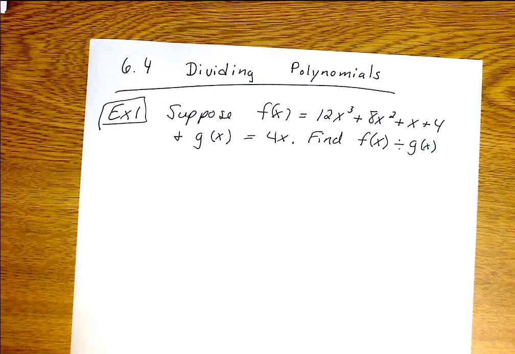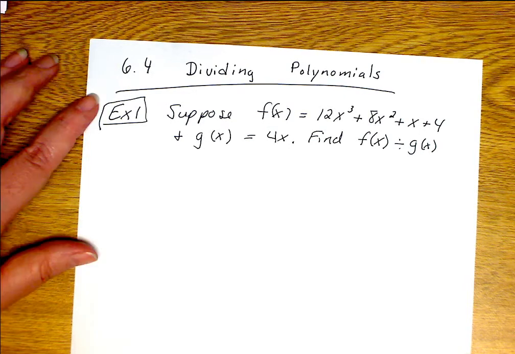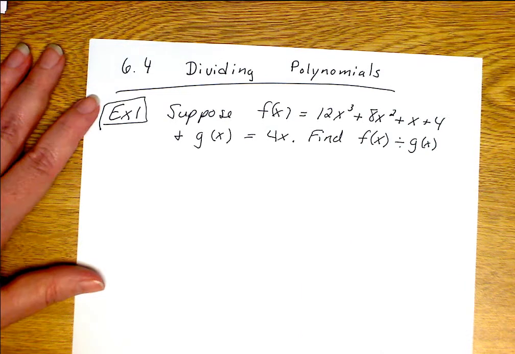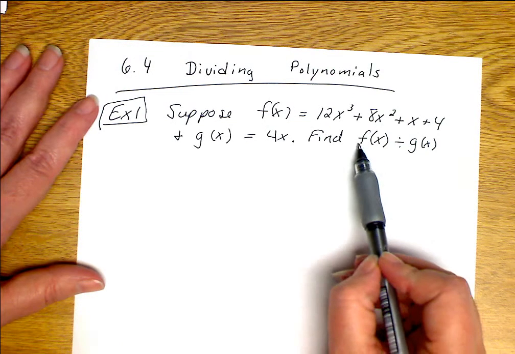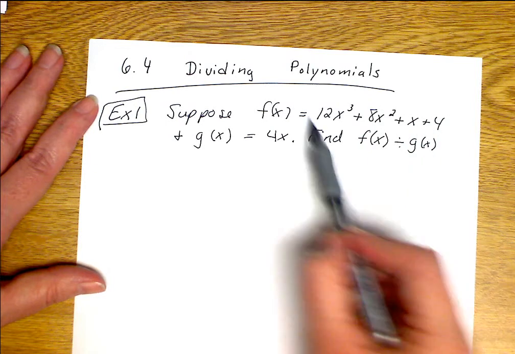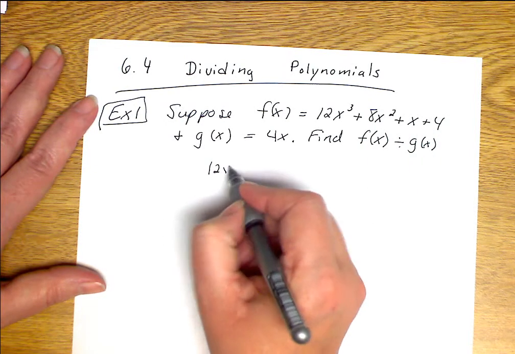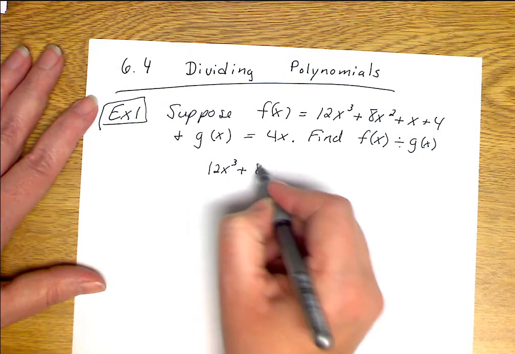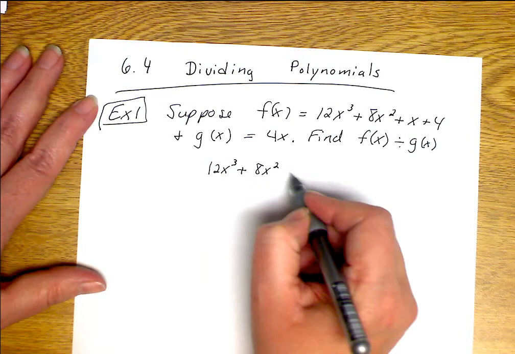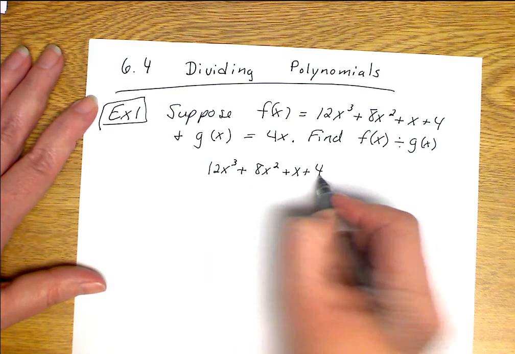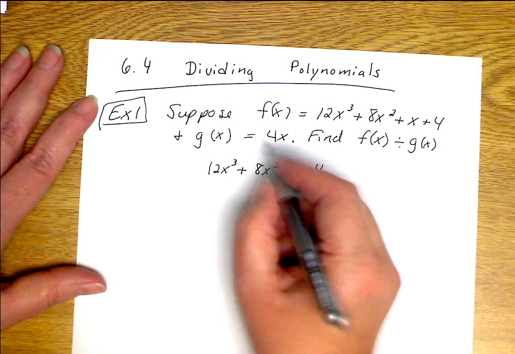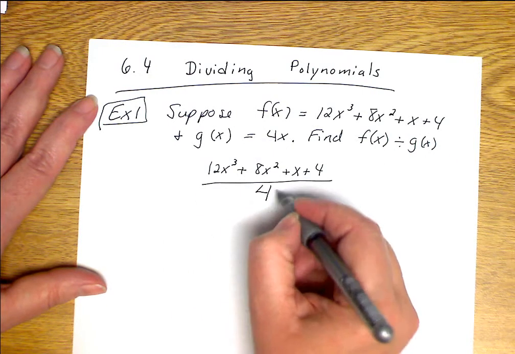Some of your homework problems will look just like this. Others will be written out a little bit differently. But I wanted to start with this way so we didn't have to do a whole bunch of different examples. Hopefully you realize that this is just saying to take your 12x cubed plus 8x squared plus x plus 4 and divide it by the other term. And so 4x goes on the bottom.